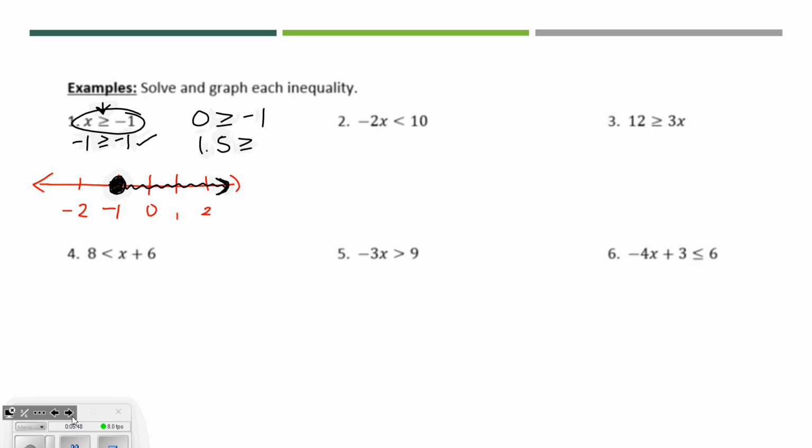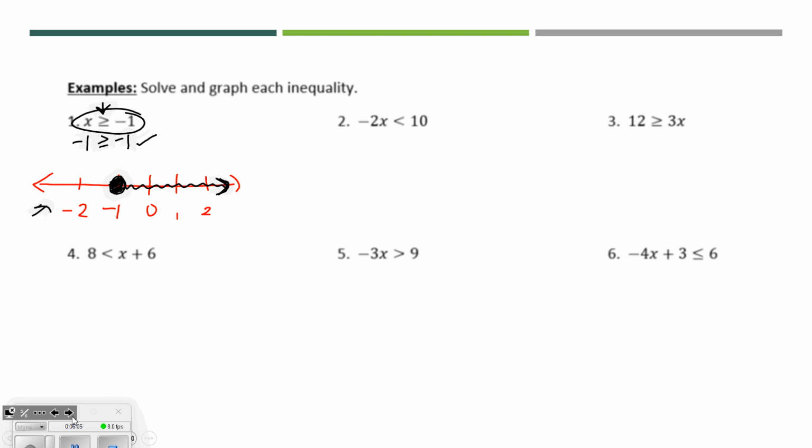1.5 is in the shaded region. That makes that true. But anything not shaded, so like over here, like -2, that does not make that true. That's not a solution. All right, let's go on to number 2.